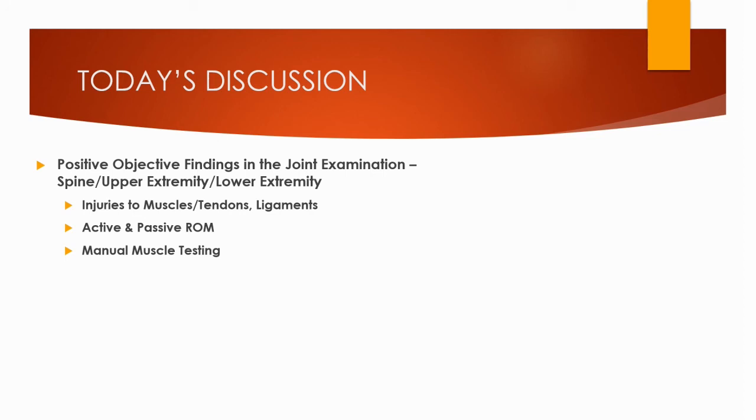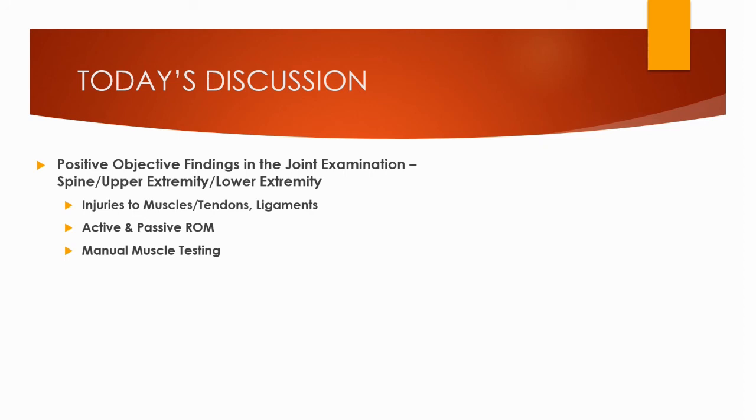So we'll talk about positive physical examination findings to muscles and tendons, and we'll contrast those with the positive physical examination findings that we would expect to see in injury to inert structures in and around the spine and in and around the extremities, with focus on the ligamentous structures. And then we're going to conclude our program by talking about true positive physical examination findings in the range of motion and manual muscle testing portions of the physical examination.